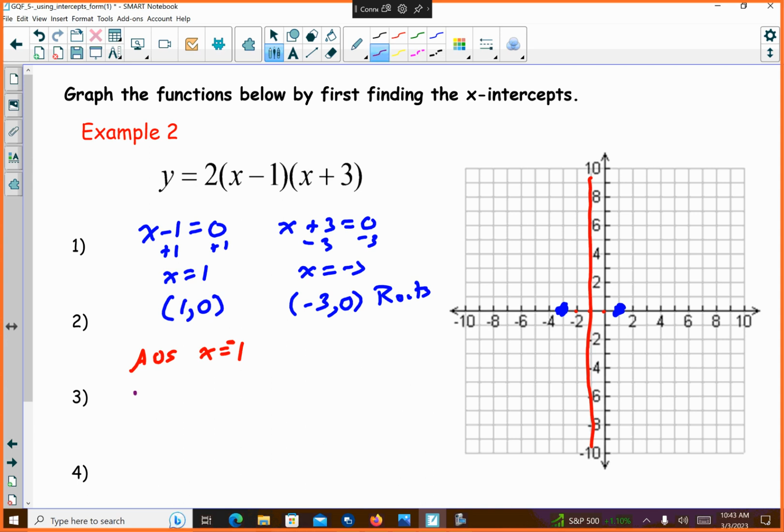All right, so my vertex is -1 comma something. So I have to plug this in to get it. I have a 2, and then I have -1 minus 1. Notice I'm keeping the parentheses.